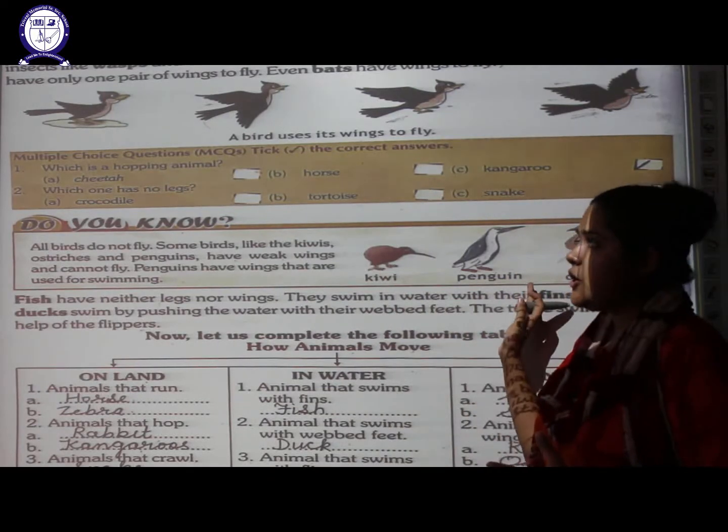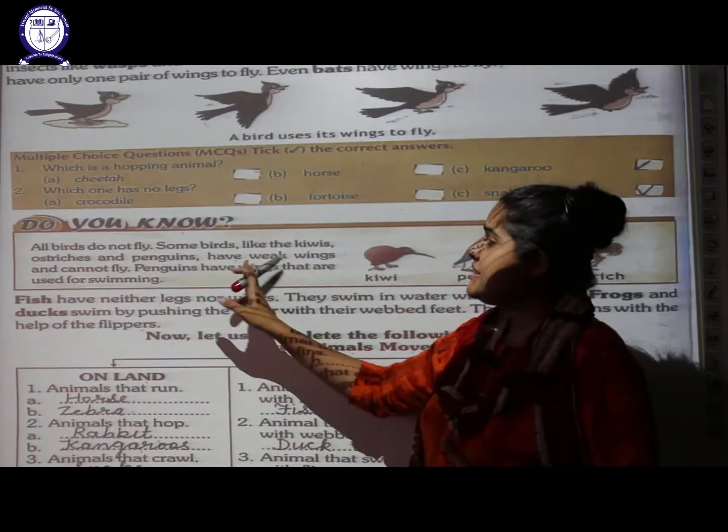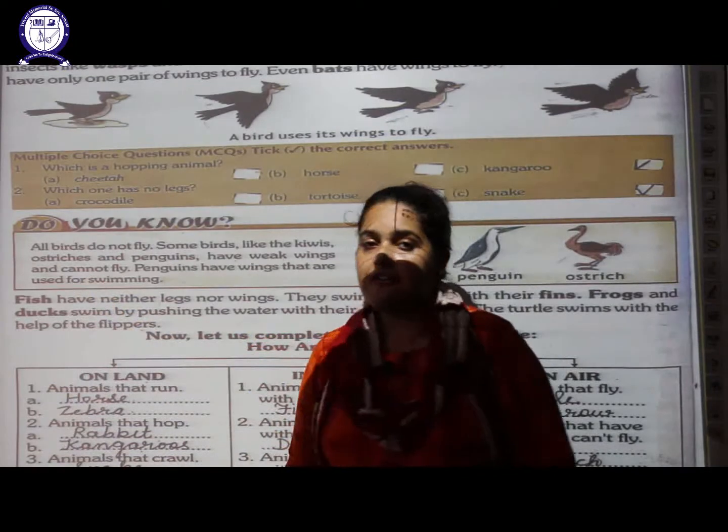Why can these birds not fly in the sky? Because these birds have very weak wings, and that is why they cannot fly.